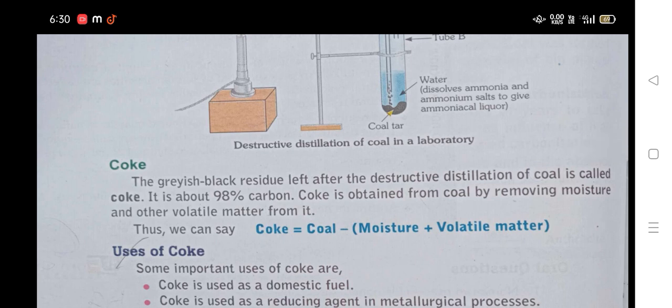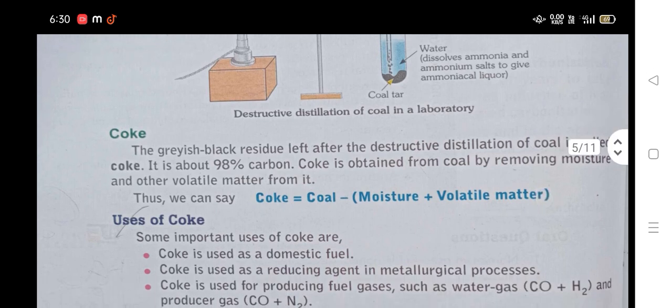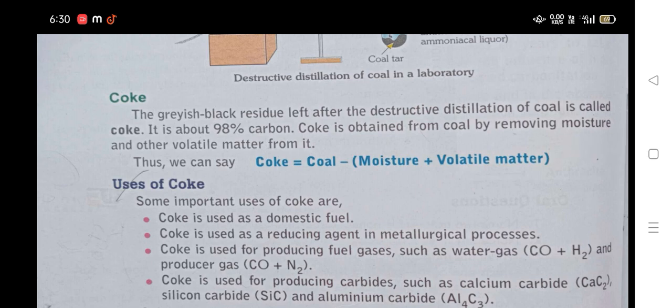Coke. The grayish-black residue left after the destructive distillation of coal is called coke. It is about 98% carbon. Coke is obtained from coal by removing moisture and other volatile matter from it. Thus we can say coke is equal to coal minus moisture plus volatile matter.